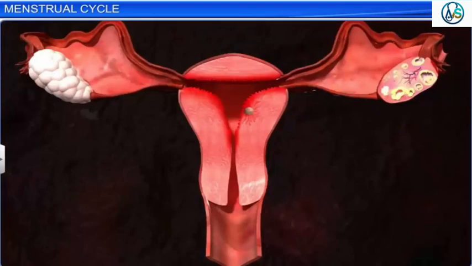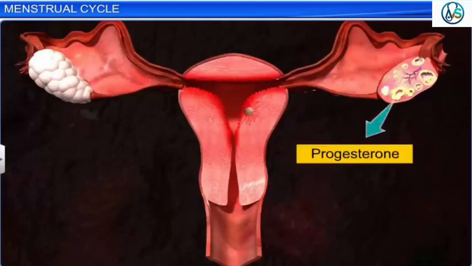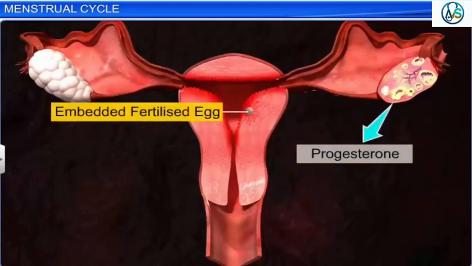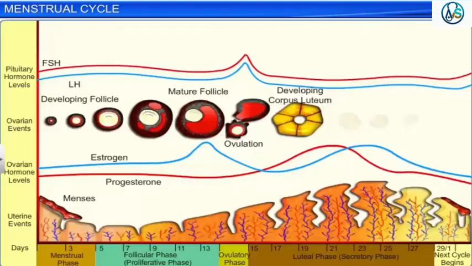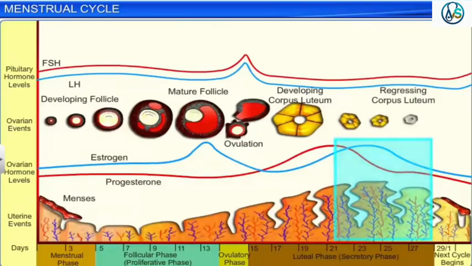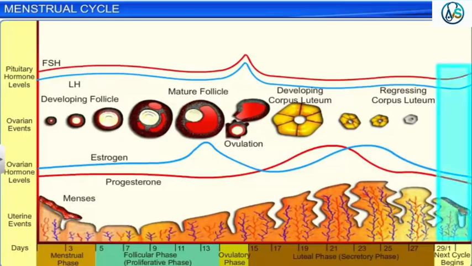Incidentally, the corpus luteum will keep secreting progesterone if a fertilized egg gets embedded in the endometrium. However, in the absence of a fertilized egg, the corpus luteum stops releasing progesterone and degenerates. A drop in the level of progesterone, in turn, triggers menstruation as well as the restart of the release of LH and FSH by the pituitary gland.